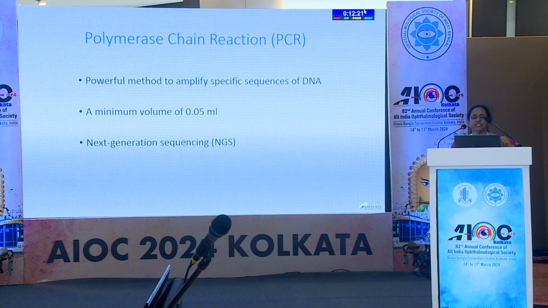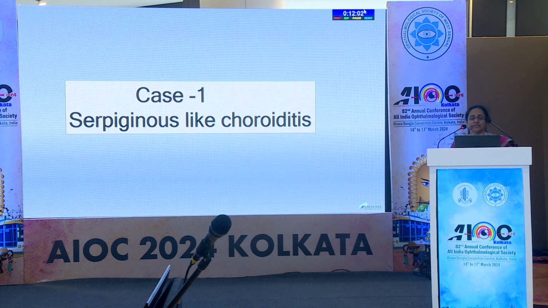PCR is a powerful method to amplify a specific sequence of DNA. Normally we take about 0.1 ml, but a minimum volume of 0.05 is sufficient to carry out the test. Now, next generation sequencing helps us to find out what kind of infection the patient has. We'll move on to the case example.